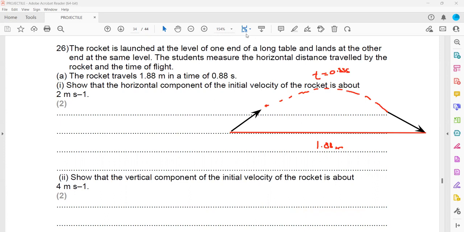We need the horizontal component of the velocity, first part, and then we need the vertical component. First one is horizontal. The horizontal component, that's speed equals distance over time. The horizontal distance is 1.88, and the time for this rocket is 0.88. So 1.88 divided by 0.88 will give us the horizontal speed of the rocket, which is 2.14 meters per second.